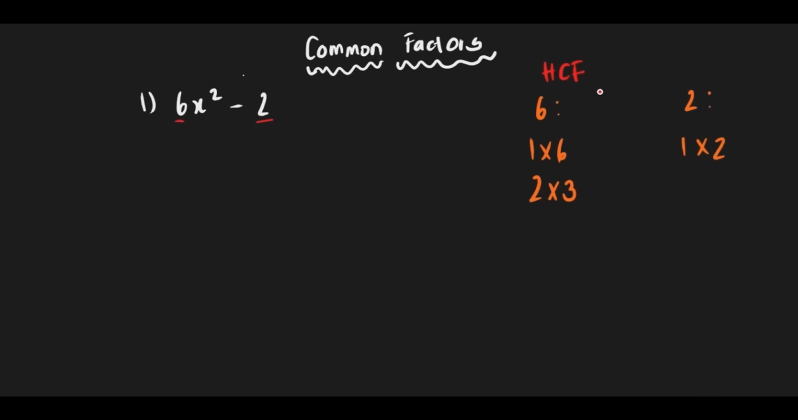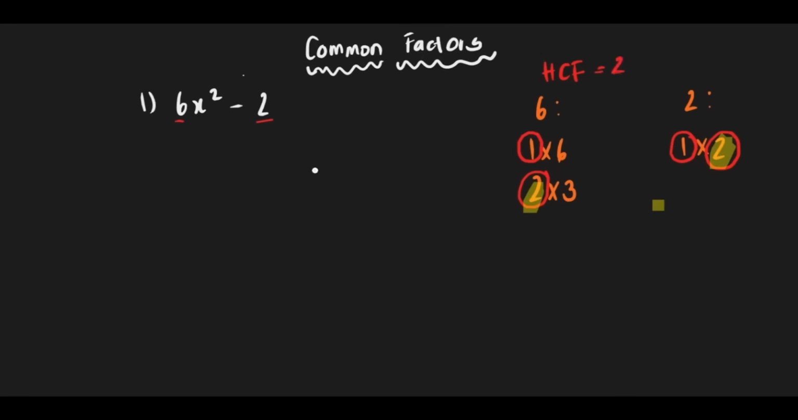Now, to find the highest common factor, we need to look at the factors of 6 and the factors of 2 and find what their common factors are before we find the highest common factor. So we see that 1 and 1 is common, and 2 and 2 is common. So we found the common factors. We need to find the highest common factor. So the highest common factor in our case is going to be what? It's going to be 2, right? So now we know that the highest common factor is equal to 2.